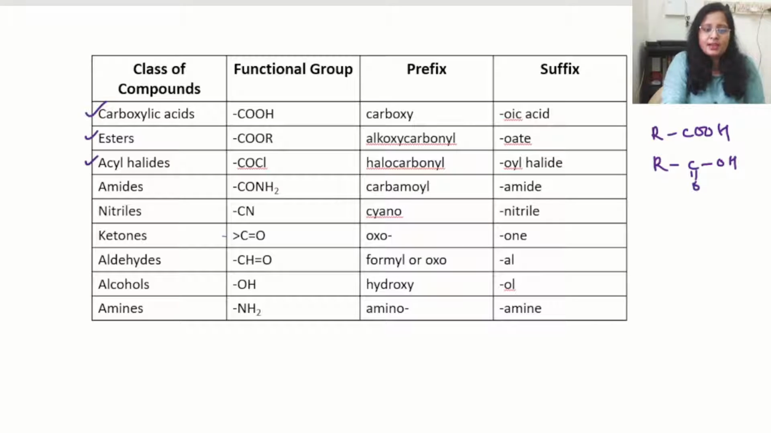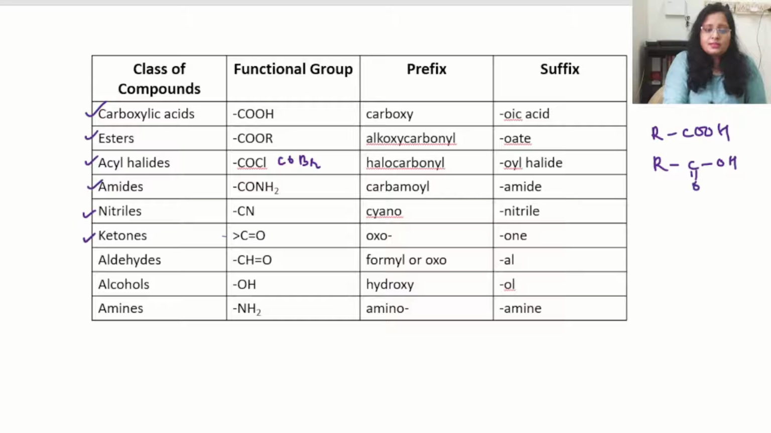Next one is acyl halides. Halides means chlorine, bromine, iodine, anything. So it will be COCl or COBr or COI, anything. The prefix is halocarbonyl and the suffix will be oyl halide. Next comes the amides. Functional group is CONH2. Prefix name is carbamoyl and suffix name is amide. Next is nitriles. Functional group is CN. Prefix name is cyano and suffix name is nitrile.